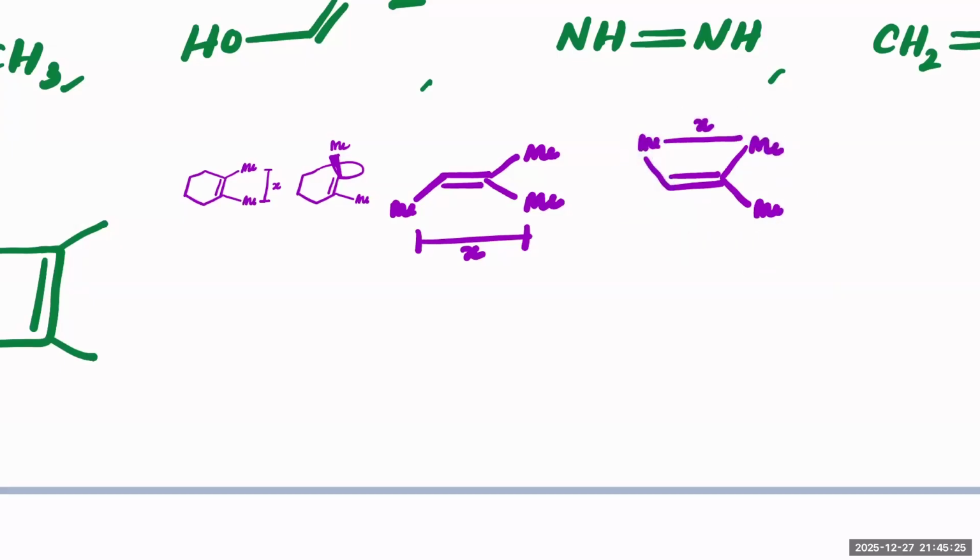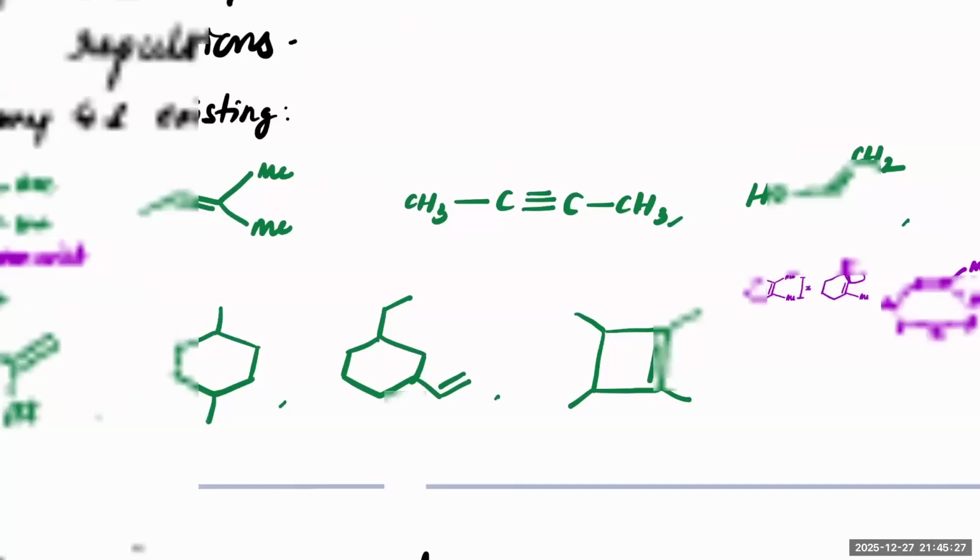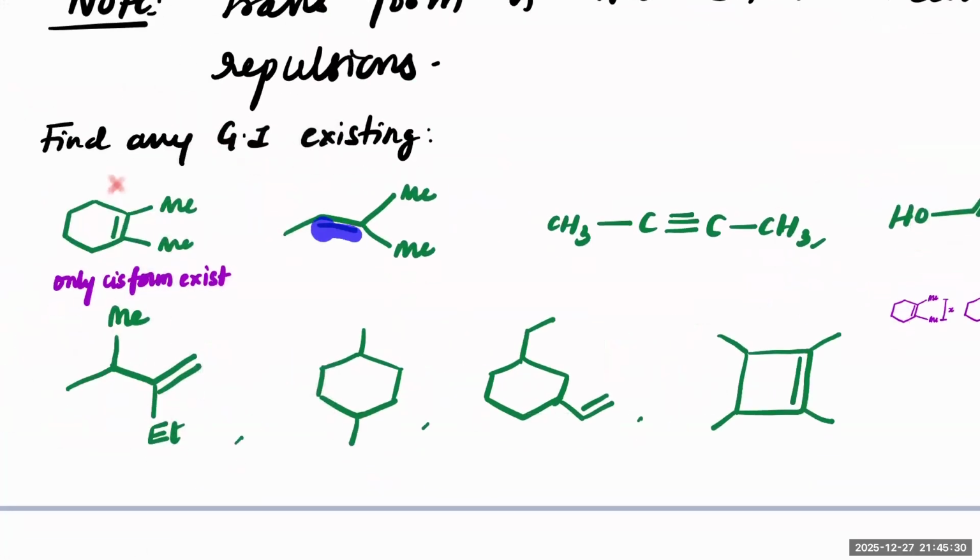Still it is going to be x distance, which means one important criterion is that across a rotation restricted system, the carbons must have at least two different groups. They cannot have the same group. If they have the same groups, they cannot show geometrical isomerism. That's why even this will not show geometrical isomerism. I guess this part is clear.